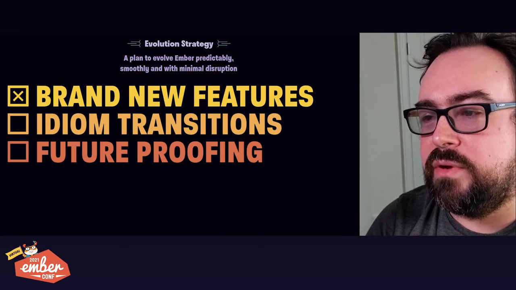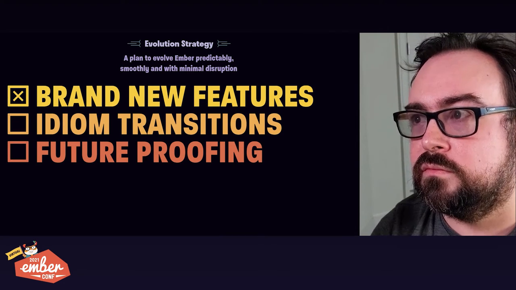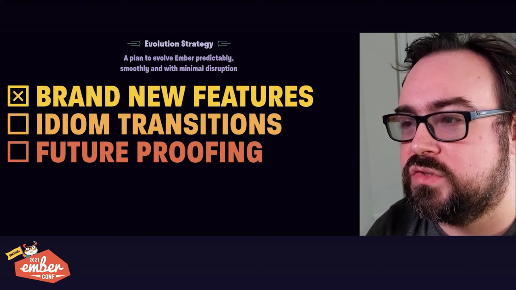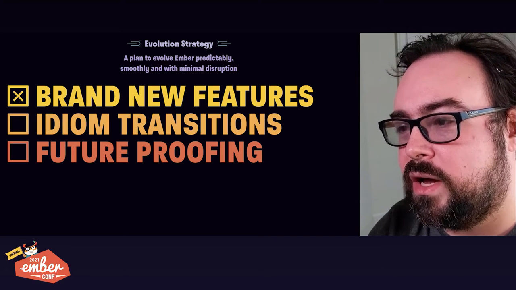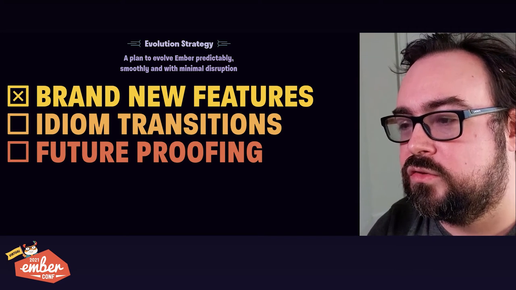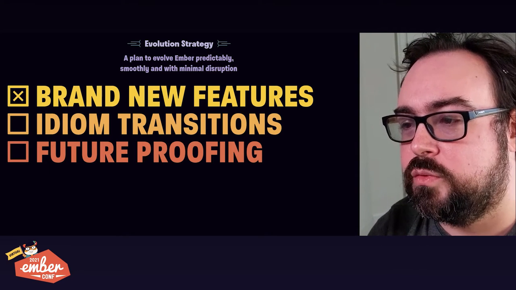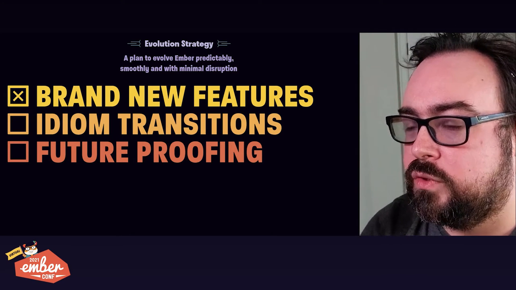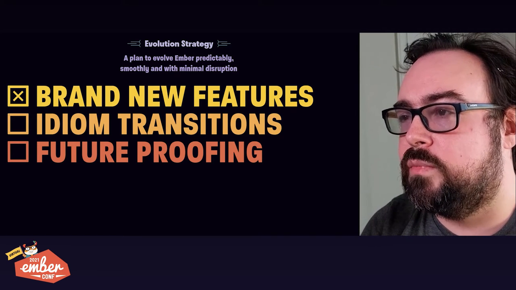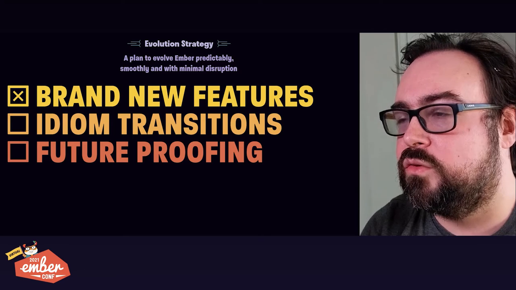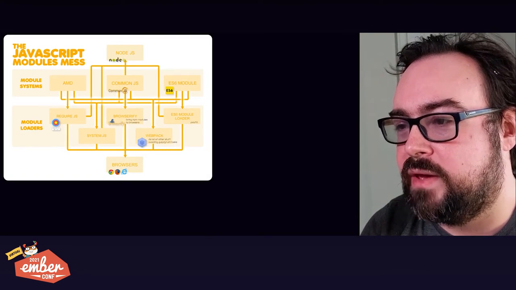The next challenge came in our planning for 2014. Ember 1.0 had shipped with globals. Not just Ember as a global, but you stuck all of your application code into an application global, and people really wanted modules. So this raised two new questions for our evolution strategy. First, how should we roll out transitions from one idiom to another? And second of all, how should we future-proof idioms? We could do some migrations from time to time, but we wanted to avoid having it happen all the time. The situation back then was a mess.